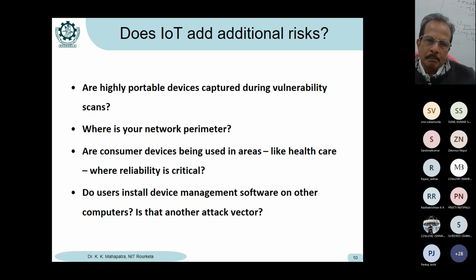But at the same time, if that particular device gets a connection to the internet, by whichever means, then there is an issue, and you are likely to be in trouble. And then an additional question comes: are consumer devices being used in areas like healthcare, where reliability is critical? I'm using healthcare and criticality together because that is something that is really understood.